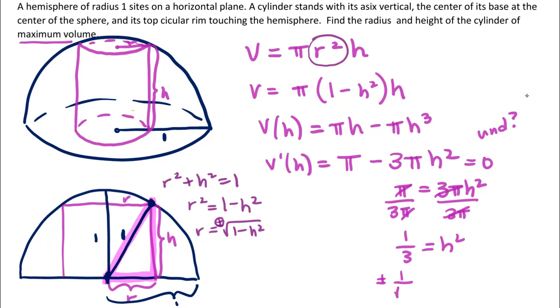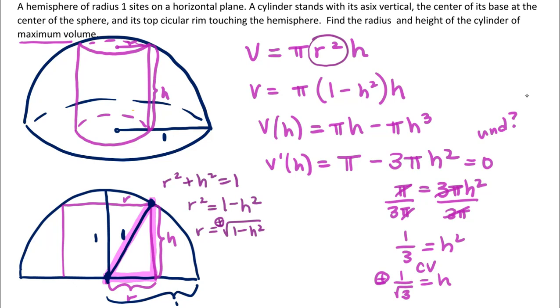Since 1's a perfect square, we'll go ahead and split that up and say it's 1 over the square root of 3. And once again, we can pick the positive. We're not going to choose a negative height for this thing. So we got a critical value at 1 over the square root of 3.